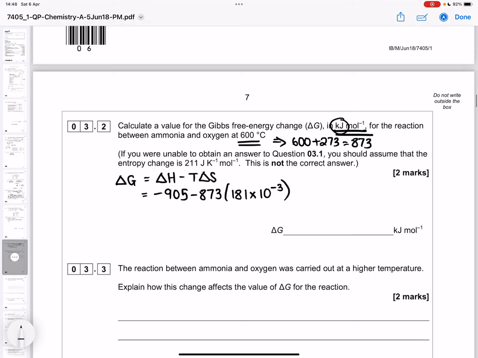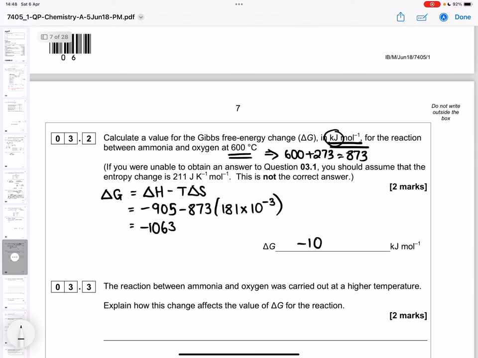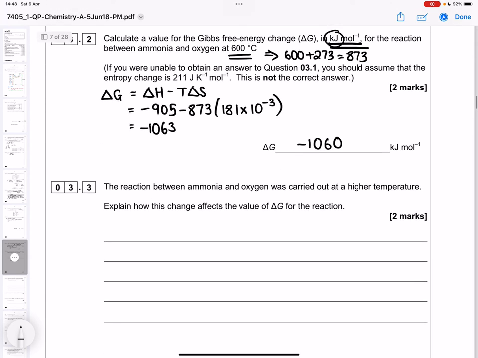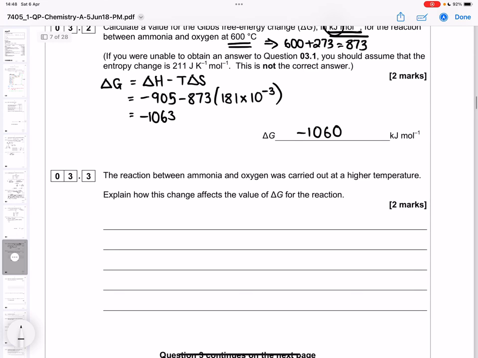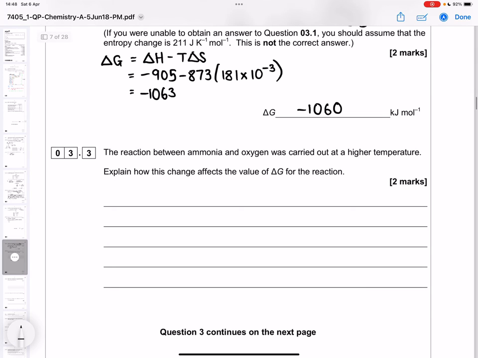Now if we do that and we pop that in our calculator, what we should find is that we're getting a large negative. My calculator's given me minus 1063.013. I'm just going to round that. And they've given all their numbers to 3 significant figures, so I'm going to round that to minus 1060. That's my answer. The reaction between ammonia and oxygen was carried out at a higher temperature. Explain how this would affect the delta G for our reaction.